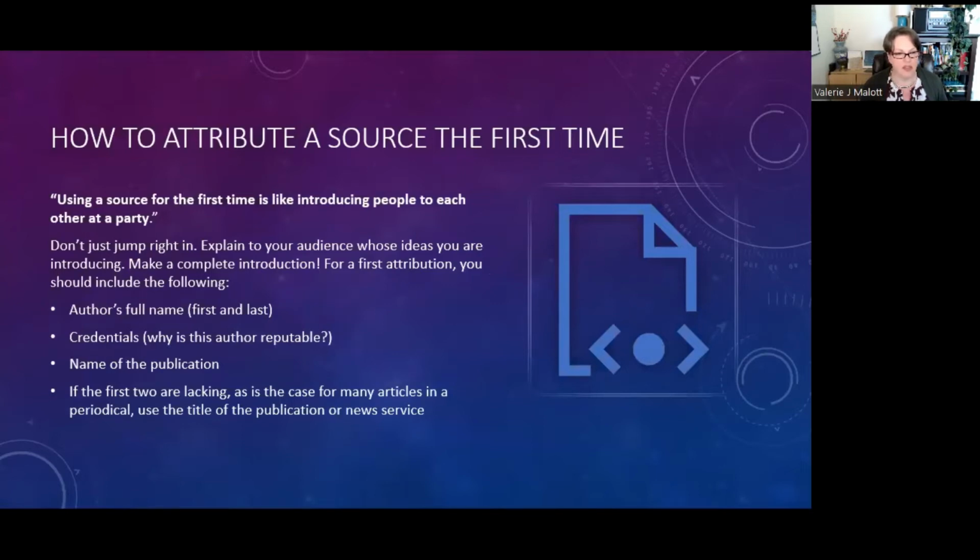I'm a ding dong. So you do that by using the author's full name, right? The first name and the last name.